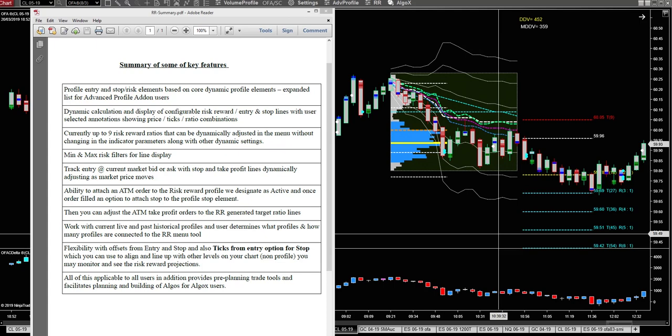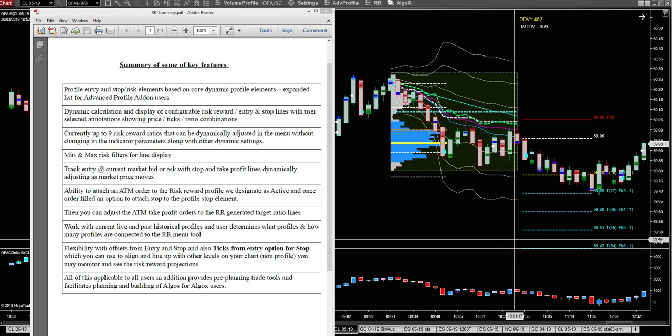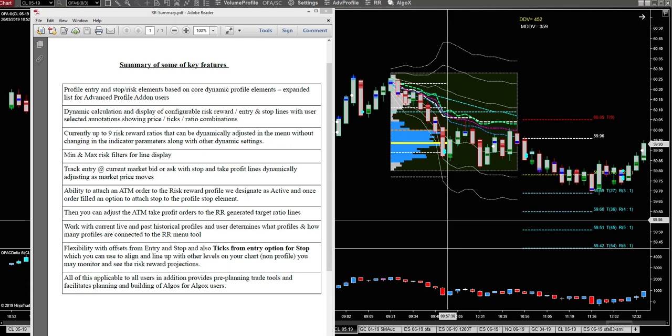The next thing is the ability to work with past as well as the current live profiles. This will help you to determine what profiles and which profile elements you want to use in designing and fine-tuning your strategies and trades, and also for AlgoX users to fine-tune your algos for your execution, management and take profit.